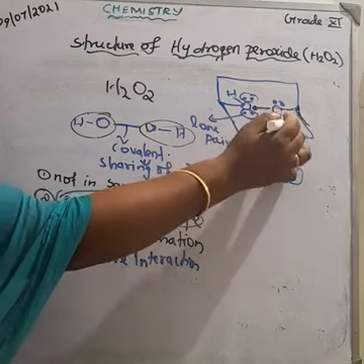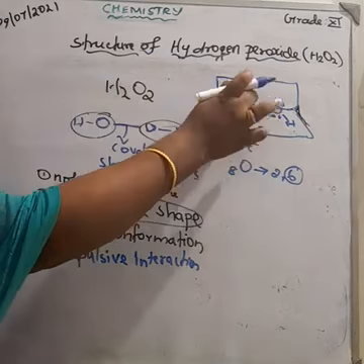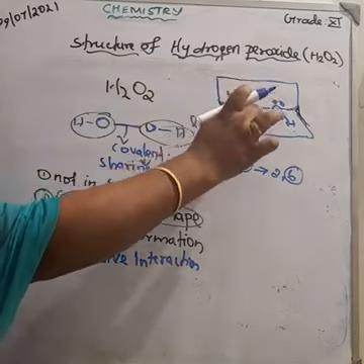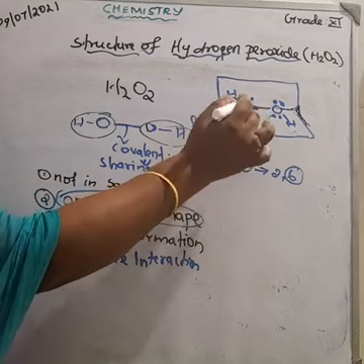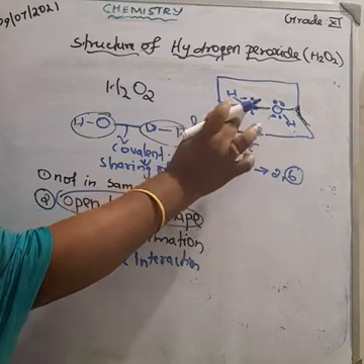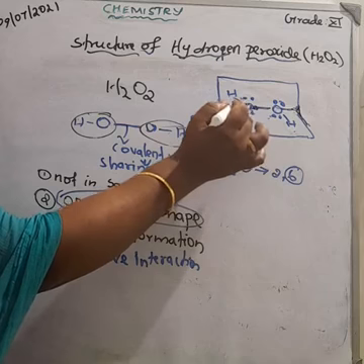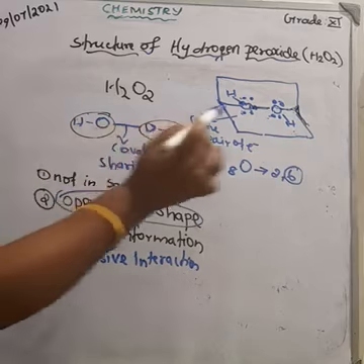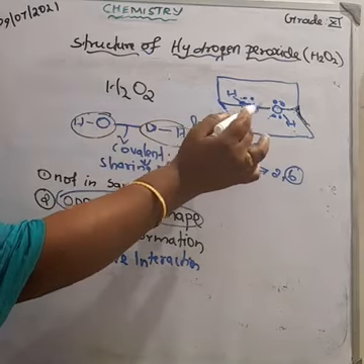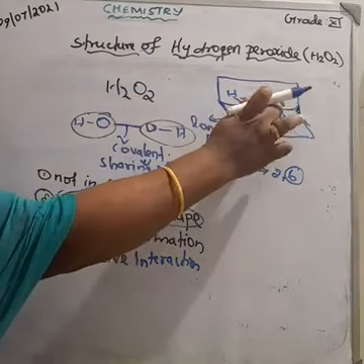Of these 2 electrons, 1 electron of this oxygen atom is shared with this hydrogen atom, and another 1 electron is shared with this oxygen atom. Like that, this oxygen also has two lone pairs of electrons, and another two electrons remaining. It shares this one electron with this hydrogen atom, because hydrogen has atomic number 1, so only one electron.